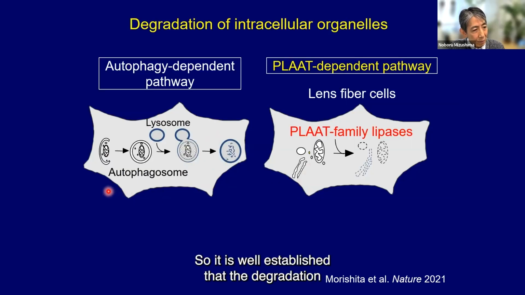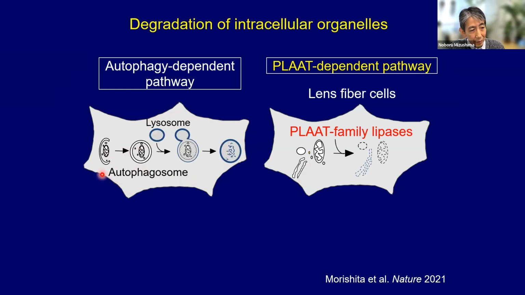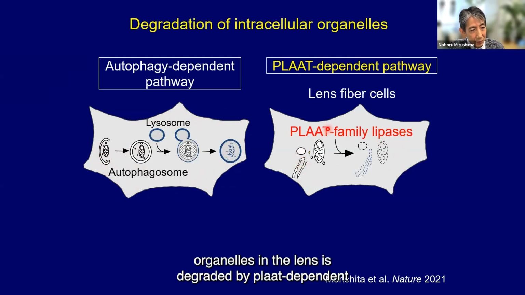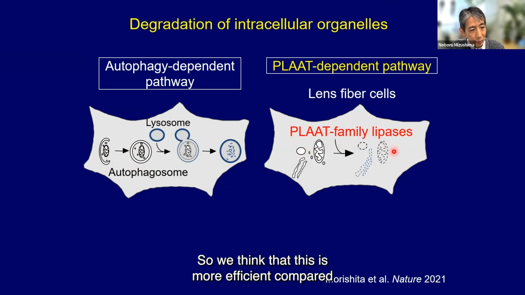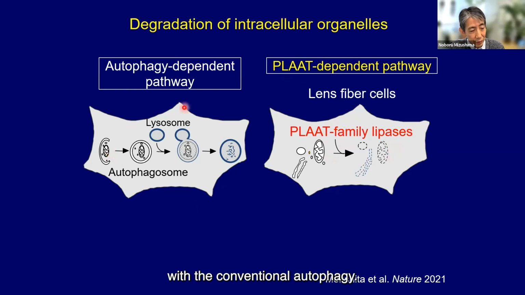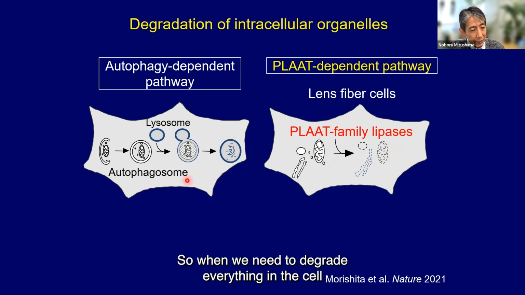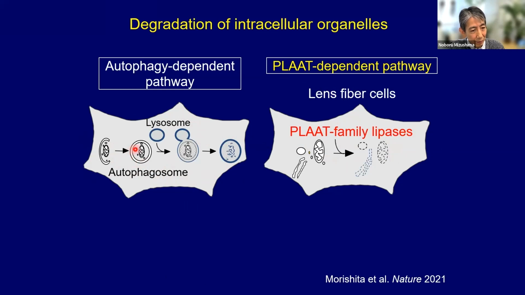It is well established that the degradation of intracellular organelles is mostly mediated by canonical autophagy. However, we found that organelles in the lens are degraded by a PLAT-dependent and autophagy-independent process. We think that this is more efficient compared with conventional autophagy when we need to degrade everything in the cell, because autophagy needs to envelop each piece one by one.